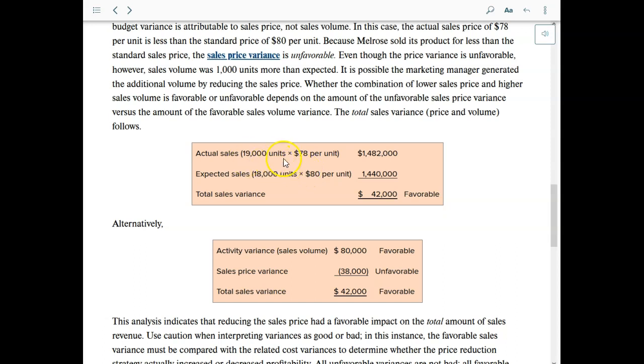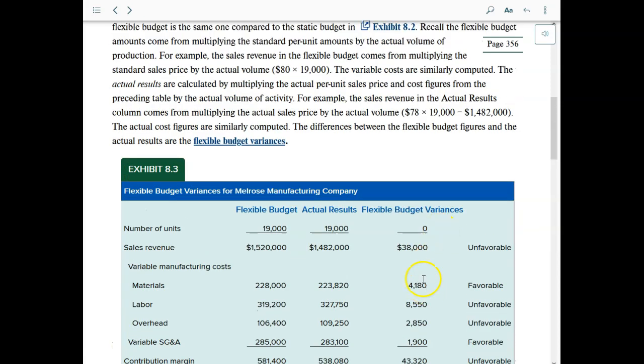Actually, we sold 19 at 78 per unit. So our total sales variance was 42,000 favorable. That's made up of our actual activity, our sales volume variance of 80, compared to the 38,000 sales price variance. Now, where are we getting these numbers? I just showed you the 38 right here. That's the sales price variance.